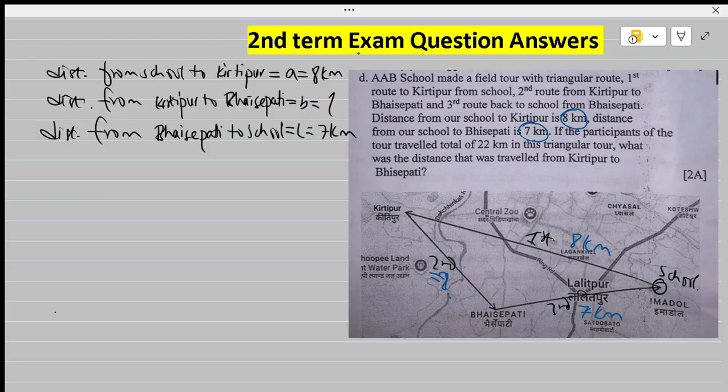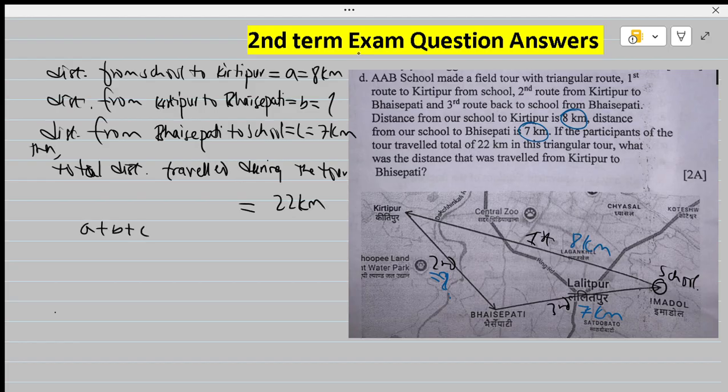And your total distance traveled is given as 22 kilometers in the tour. So the total distance traveled during the tour is given as equal to 22 kilometers. So the sum of A, B and C, so A plus B plus C equals 22 kilometers.